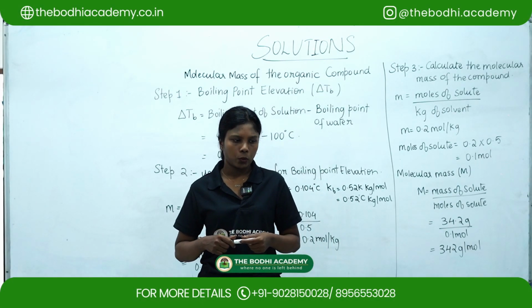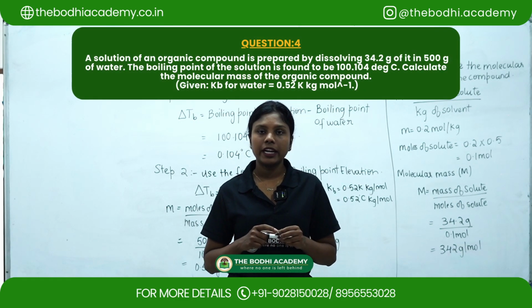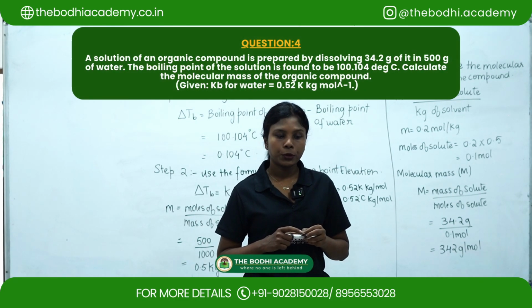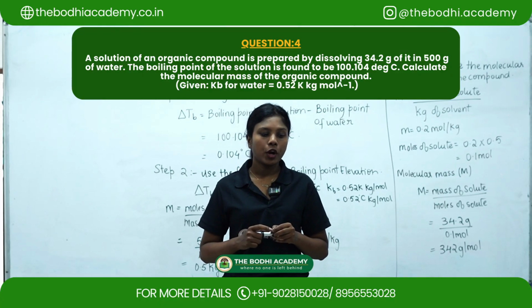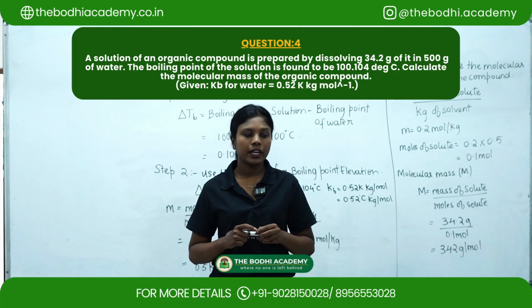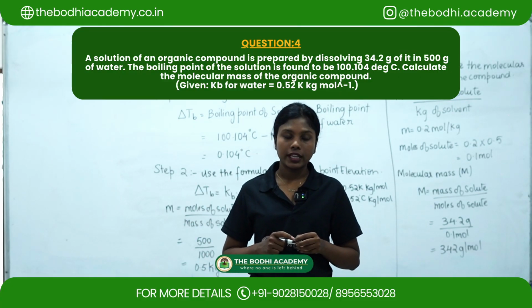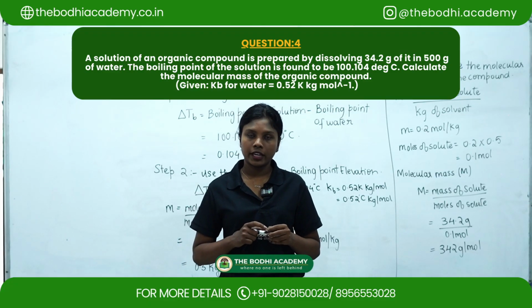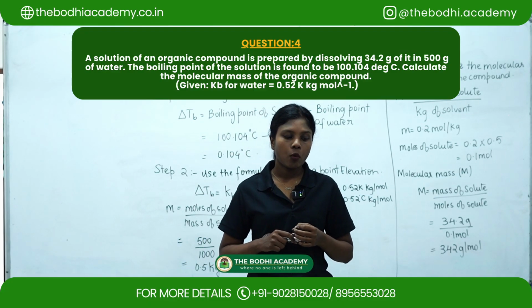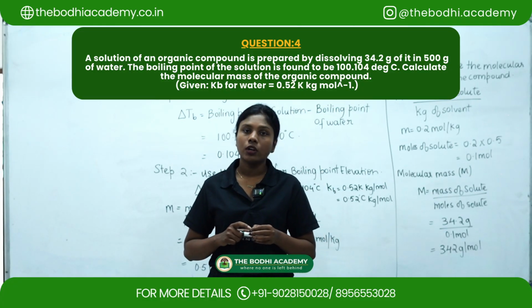Moving to question number 4. A solution of an organic compound is prepared by dissolving 34.2 grams of it in 500 grams of water. The boiling point of the solution is obtained to be 100.104 degrees Celsius. Calculate the molecular mass of the organic compound. Given Kb for water is 0.52 Kelvin kg per mole.